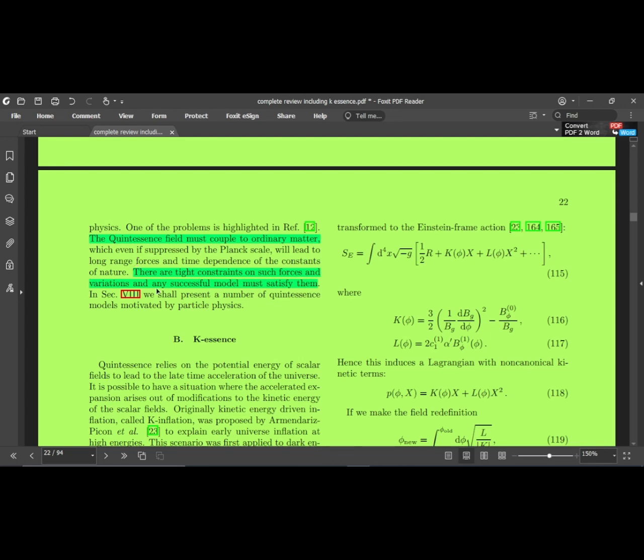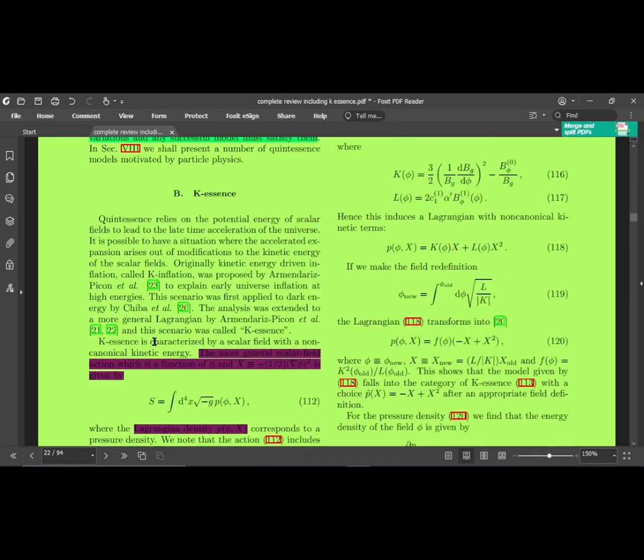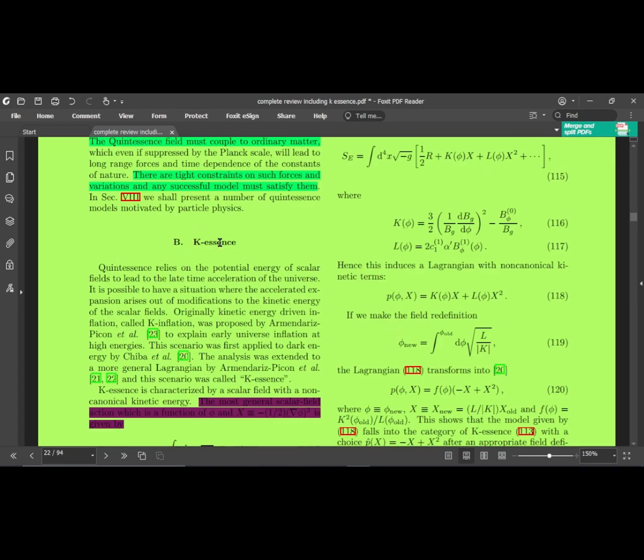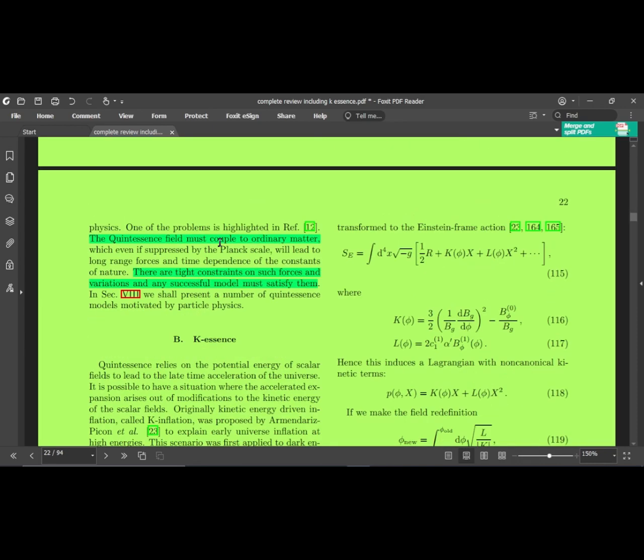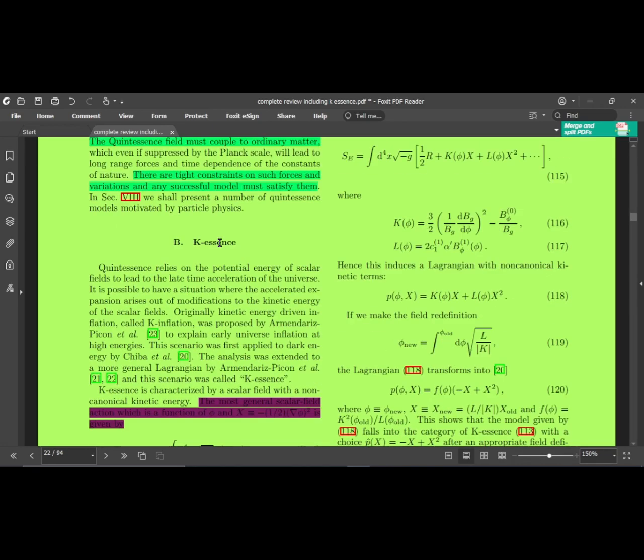So after that, this is one kind of field, and in the next lecture we are going to study the quintessence field, which will tell you more about interesting features of cosmological acceleration. So for that we will see you next time.